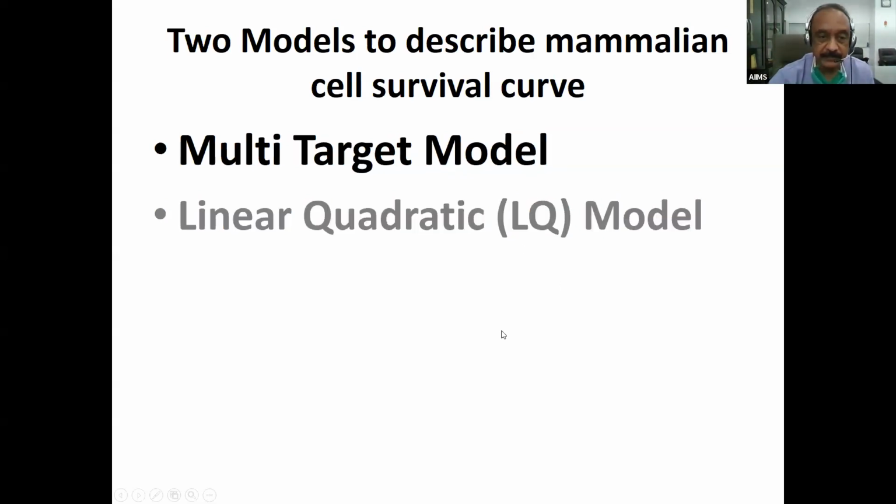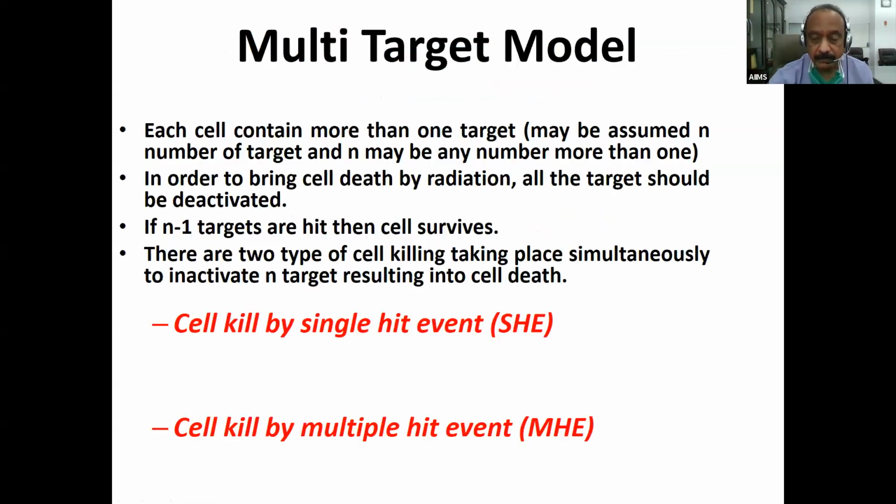So let me go to the multi-target model first. According to this model, there are multiple targets inside the cell which need to be deactivated in order to bring death to the cell. It is postulated that the number of targets is more than one, denoted by the letter N, and N can be anything more than one. It can be 2, or 20, or 100. To bring cell death by radiation, all the targets should be deactivated. If N-1 targets are hit, then the cell will survive. N-1 target hits result in sublethal damage, and that sublethal damage can be repaired.